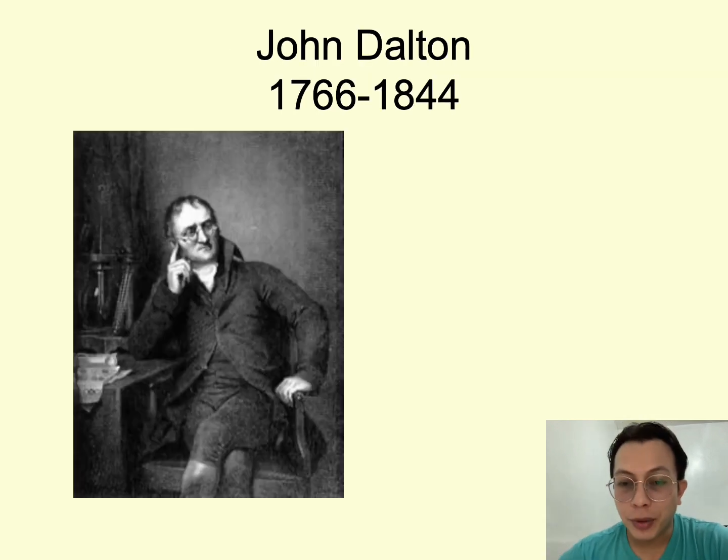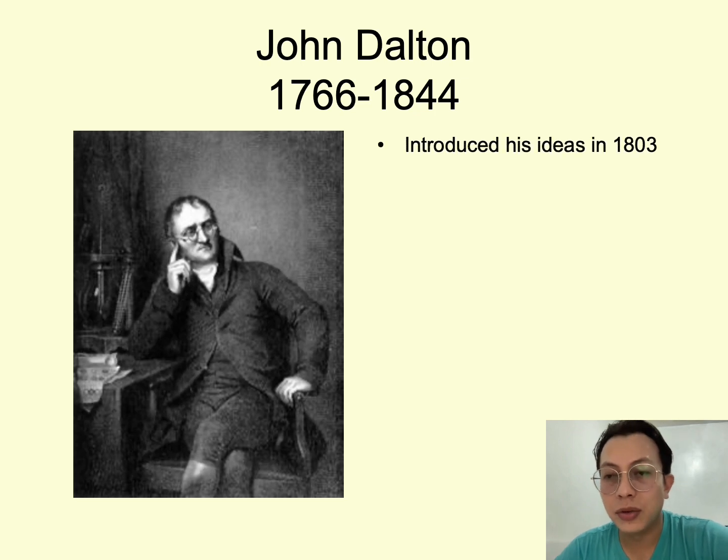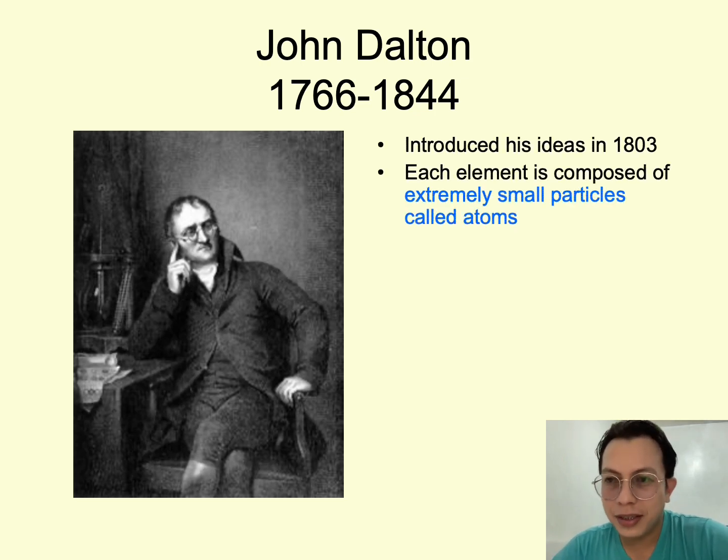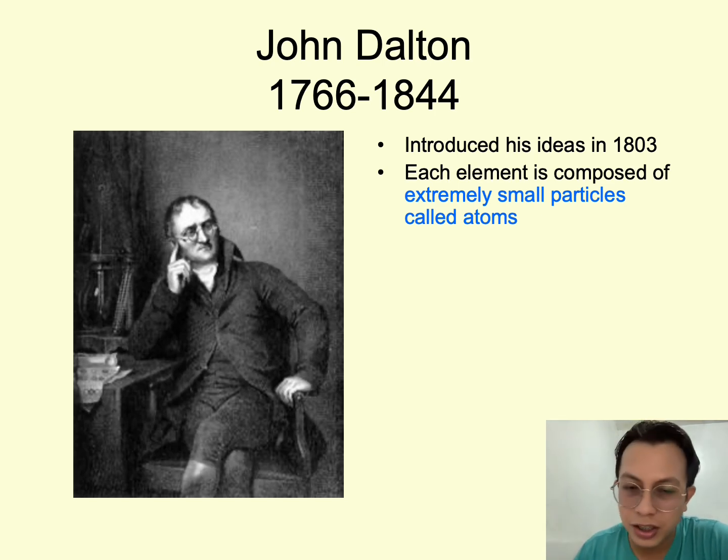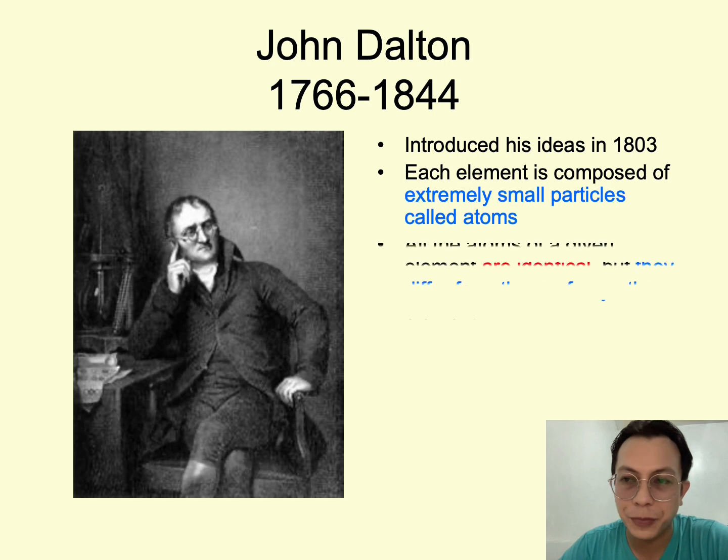All right. The second person who presented an idea about the model of an atom was John Dalton. He introduced the idea in 1803, and he said that an element is composed of extremely small particles called atoms. All of the atoms of a given element are identical, but they differ from those of any other element. For example, if you compare the atom of hydrogen to carbon, they are extremely different. But when you check hydrogen atoms, they are the same. That was his observation.